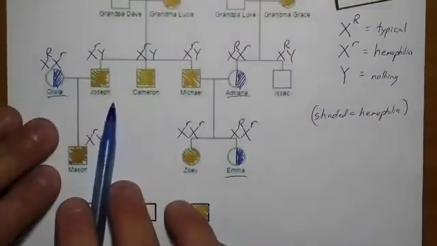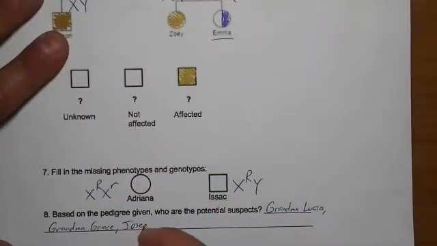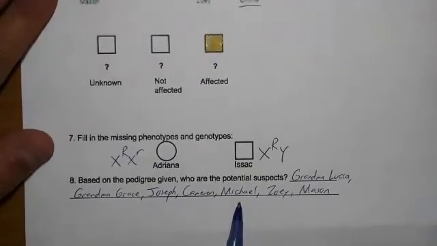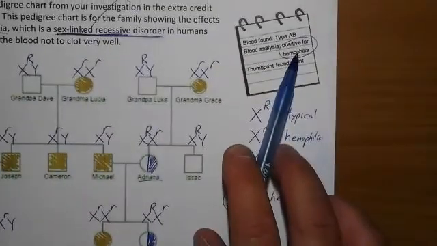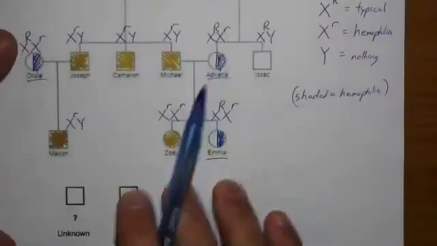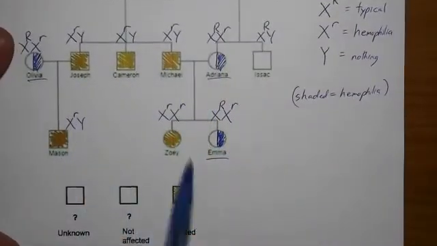See, who else could it have been? Joseph, Cameron, Michael, and Zoe and Mason. And you're saying, where do I get that list from? Well, it says, who are the potential suspects? I know that the suspect was positive for hemophilia. So everybody that's shaded has hemophilia. So I just listed all the people who are shaded.